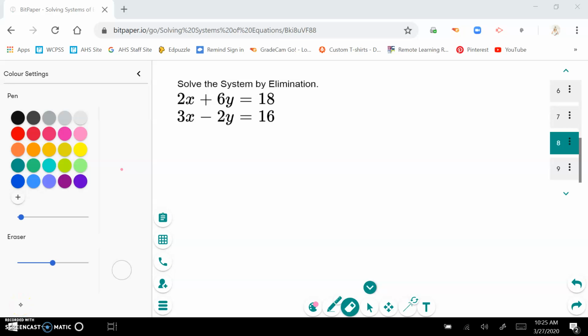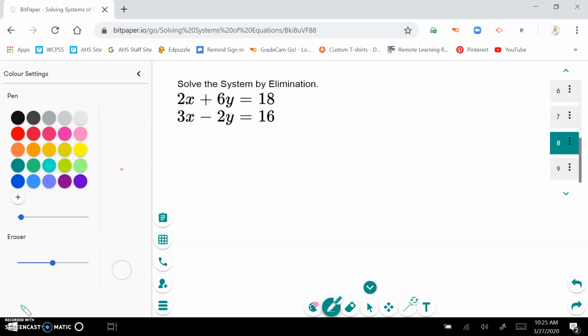In this example, we'll solve another system using the elimination method. We notice that both of our equations are in standard form, but that we don't have a pair of opposite pairs in our coefficients. We have opposite signs with this positive 6 and the negative 2, but we don't have the same number. There are two different methods that we can use in order to create an opposite pair.